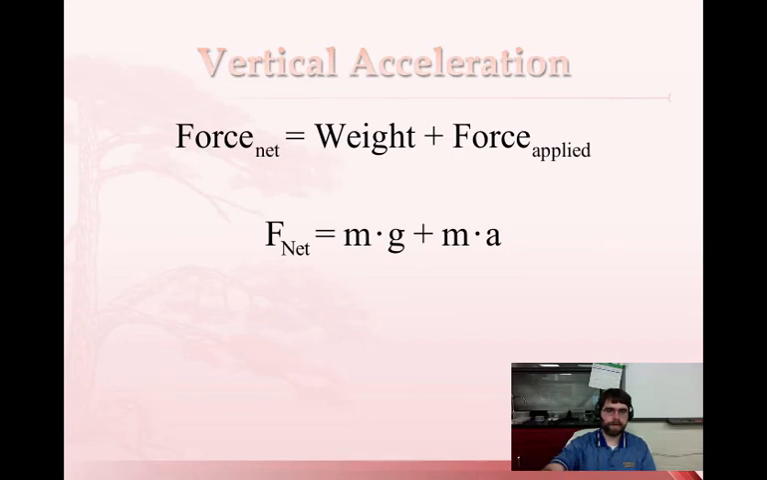A special formula for vertical accelerations only is here. The net force is equal to weight, and recall weight is just m times g, plus the force applied, which is m times a. The masses in both those situations will usually be the same. G, of course, is acceleration due to gravity. It's the acceleration that's being applied to the object that will be odd. And we'll demonstrate this in the elevator sometime soon.